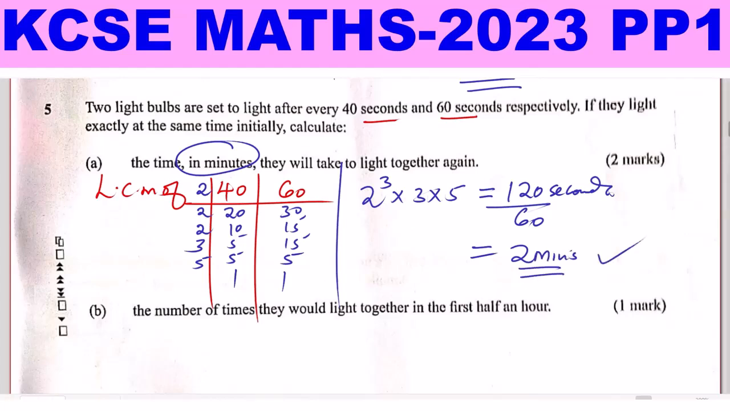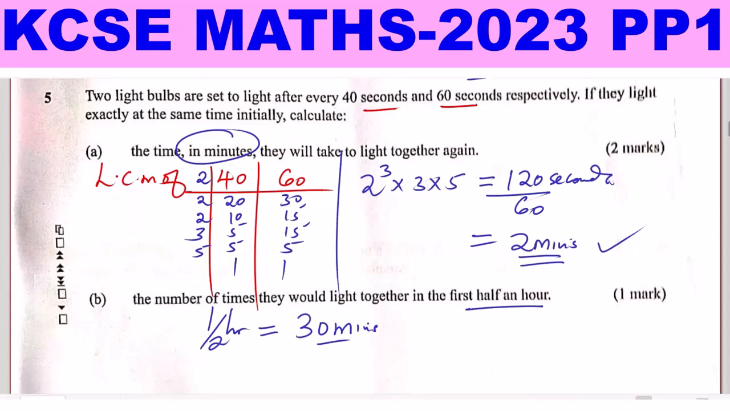So that is how it's supposed to work out the first part. Part B, the number of times they would light together in the first half an hour. So in half an hour, that is 30 minutes. We're going to use minutes since we have already found in the first part that they are going to light again after 2 minutes.